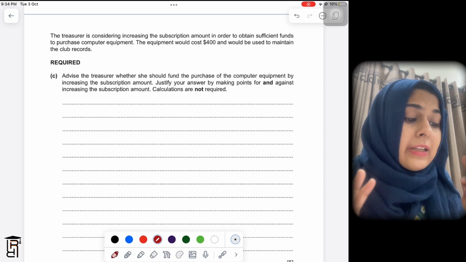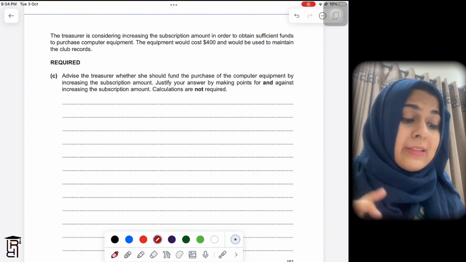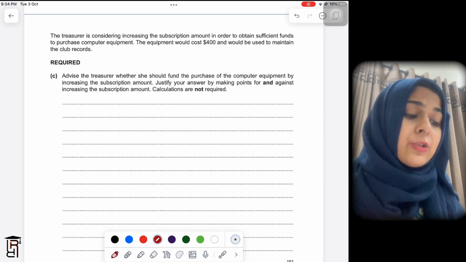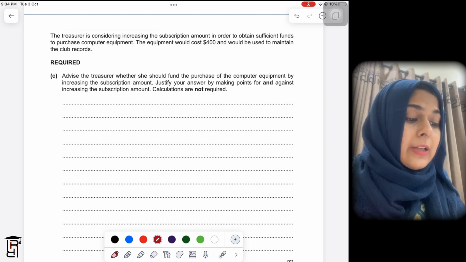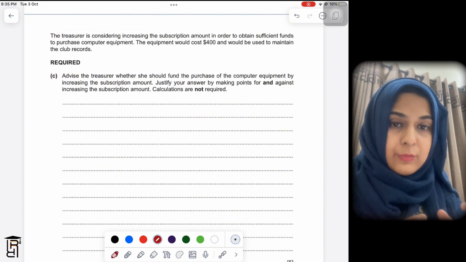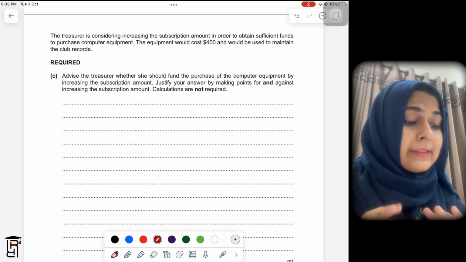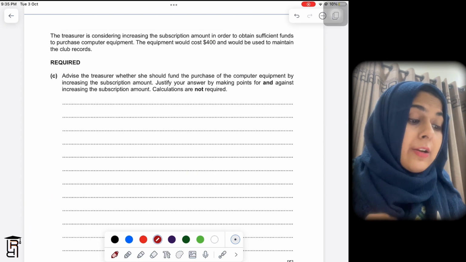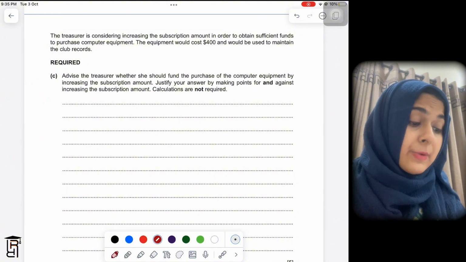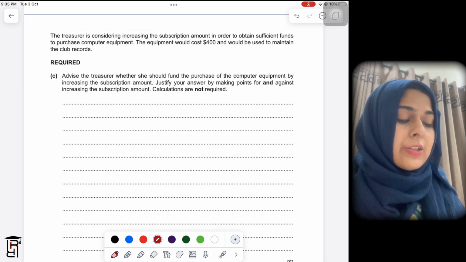The treasurer is considering increasing the subscription amount in order to obtain sufficient funds to purchase computer equipment. So they are planning to purchase a non-current asset here, and the equipment would cost $400 and would be used to maintain the club records. So basically it will improve the club's efficiency. Advise the treasurer whether she should fund the purchase of computer equipment by increasing the subscription amount. Justify your answer by making points for and against increasing the subscription amount. Calculations are not required.